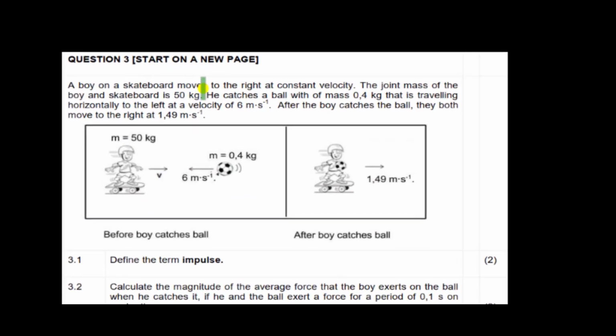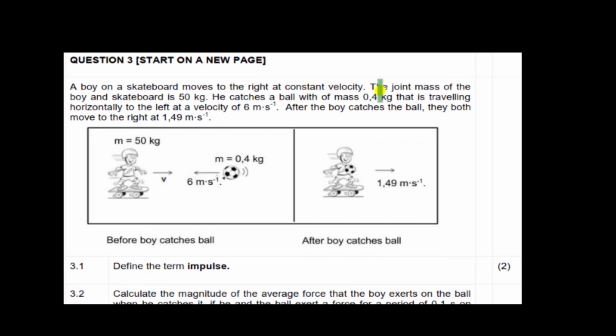In this question here, we're told that a boy on roller skates moves to the right at a constant velocity. The joint mass of the boy and the roller skates is 50 kgs. He catches a ball with a mass of 0.4 kgs that is traveling horizontally to the left at a velocity of 6 meters per second. After the boy catches the ball, they both move to the right at a velocity of 1.49 meters per second. Okay, so we're given the before the collision has occurred here, and then this is after the collision has occurred.